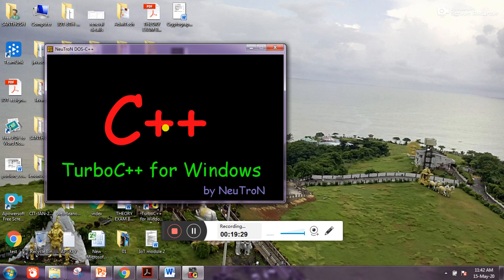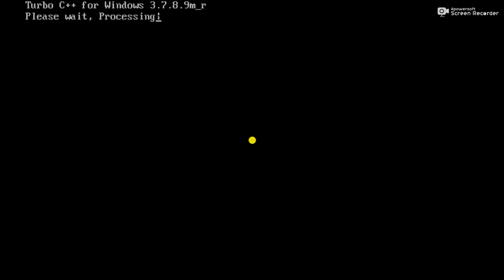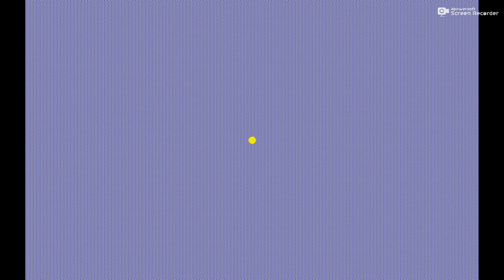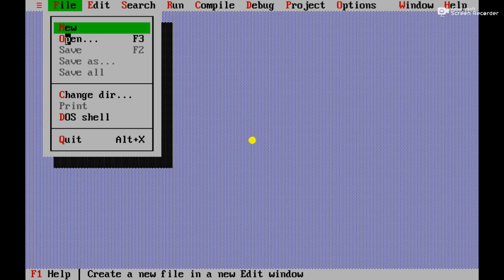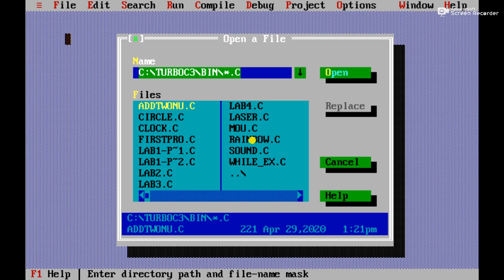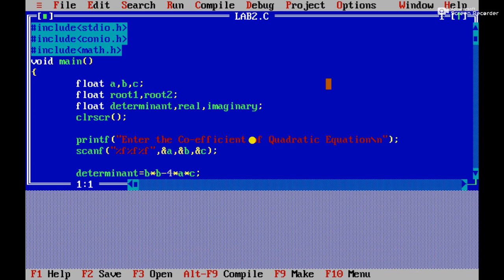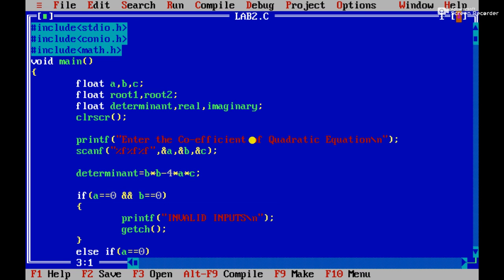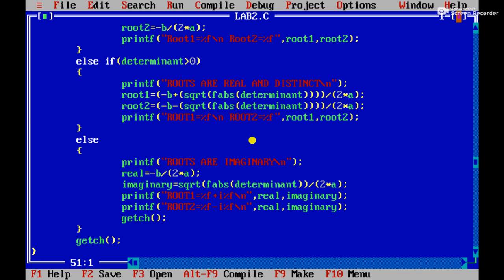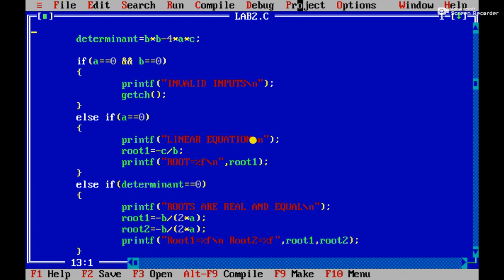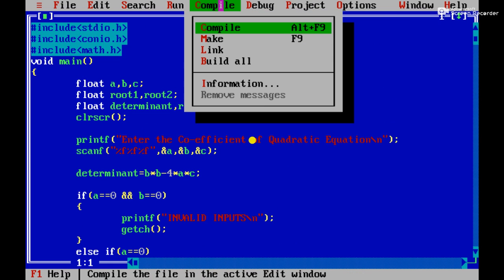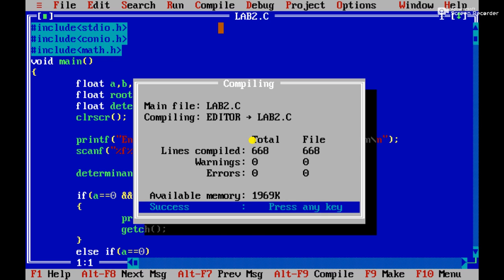Now I have already typed this program in Turbo C. Let me open the already saved file, labs second dot c. This one is your quadratic equation program; what I explained, the same thing I typed here. Now first we check compile. Compile: no errors, no warnings.